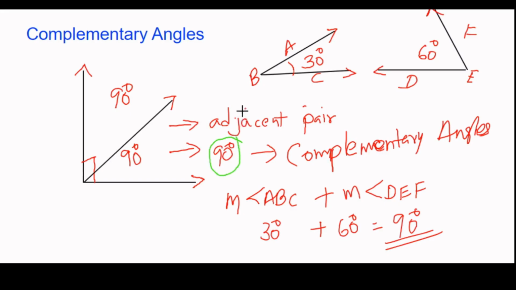So after adjacent angles, you studied complementary angles. A pair of angles are complementary when their sum is equal to 90 degrees. We will move ahead and see another set of angles, or pair of angles. For that I will just draw a line here. I will draw quite a big, a long line over here.